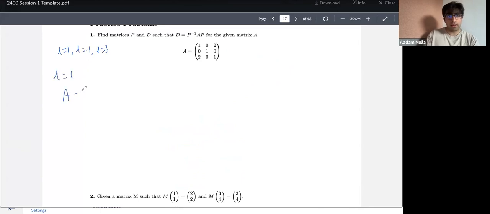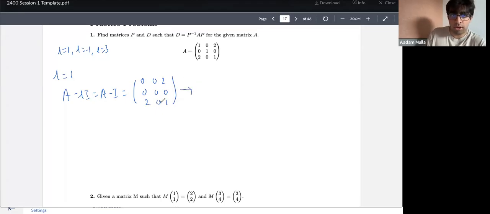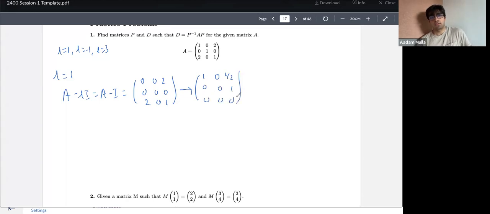We do A minus lambda I, which is just going to be A minus I, which is going to be 0, 0, 2, 0, 0, 0, 2, 0, 1. Okay, let's turn it into reduced echelon form. We can bring this row up to the top and divide by 2, so 1, 0, 1/2. And then bring this row down and divide it by 2 as well, and then bring the zero row to the bottom. Okay, so clearly x3 is free.